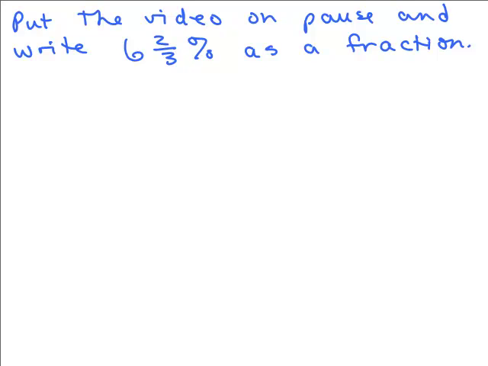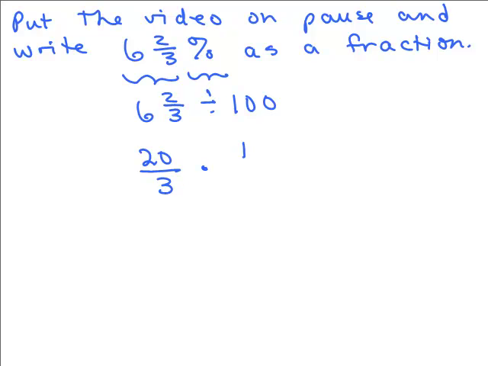Okay, let's do it. Remember, that just means 6 2/3, and this just means divide by 100. That's the optional step. Or you can go directly to writing 6 2/3 as an improper fraction, which is 20/3. Remember how we do that? 3 times 6 plus 2 is the numerator. It's times 1 over 100.